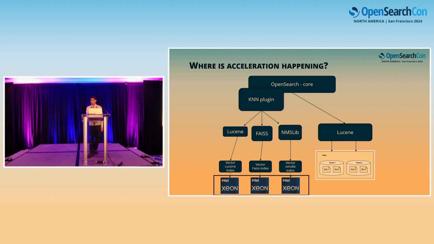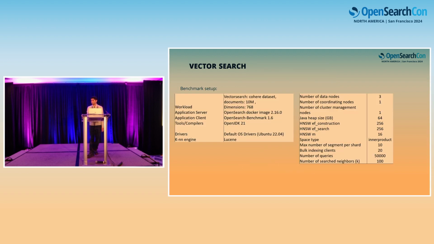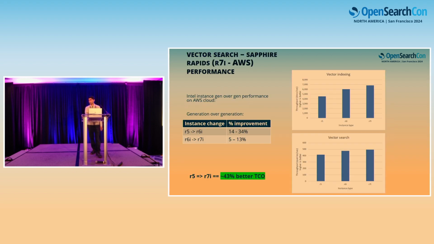Fundamentally, they use SIMD libraries, and that's what is happening under the covers to provide that speedup. So let's look at some results of what this actually does. This was our setup. We used Cohere as the dataset, 768 dimensions, 10 million documents. The JDK version was 21, and the engine of choice here was Lucene. On the right-hand side, you can see some of the configurations used for the graph construction. Nothing special about it. And these are the results.